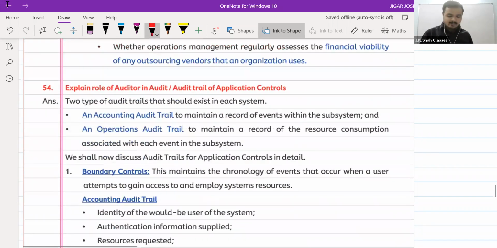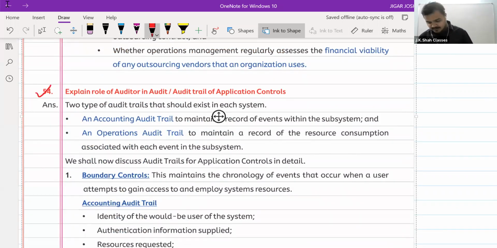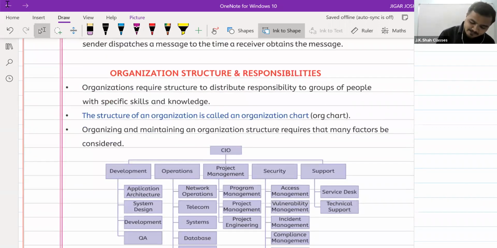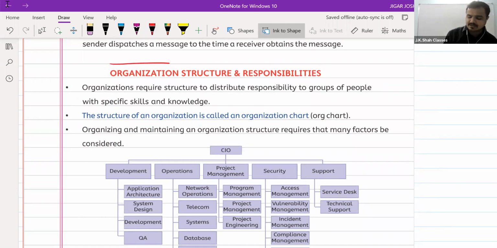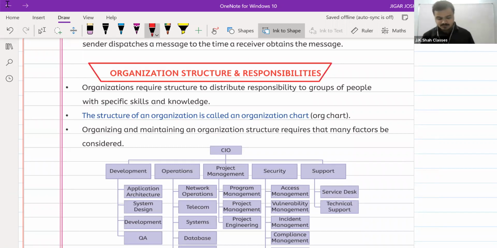Now, my dear chartered, we are going to refer to a very, very important concept called organizational structure and responsibilities. Understood? Now, in every organization, this chart is completely different.